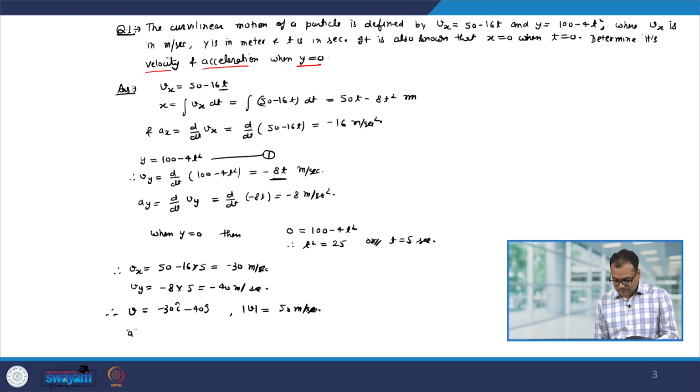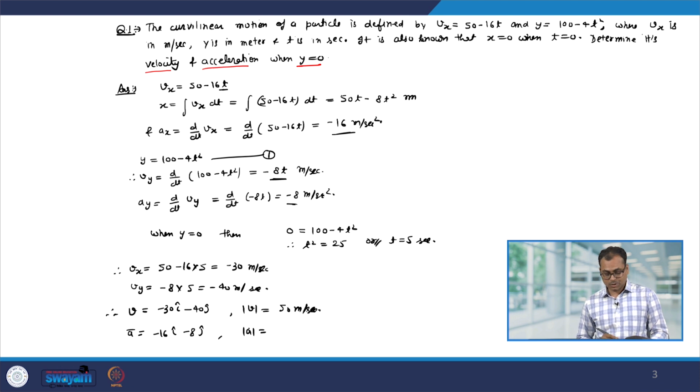Now, the acceleration A will be Ax, which is minus 16i, plus Ay, which is minus 8j, and you can find out its magnitude. It will be square root of 16 square plus 8 square, which will be 17.9 meter per second square.